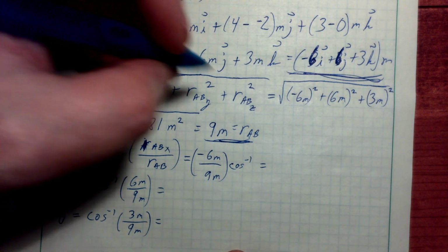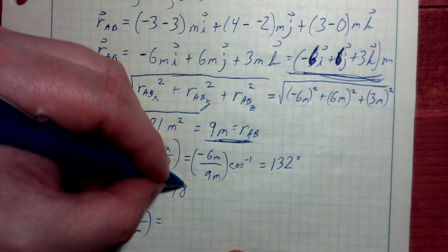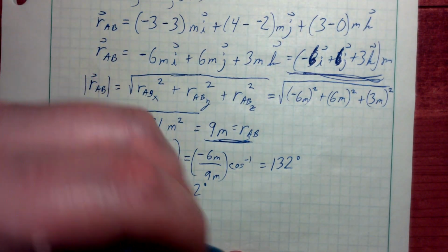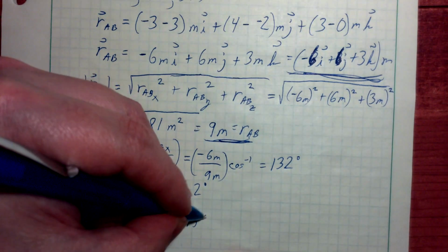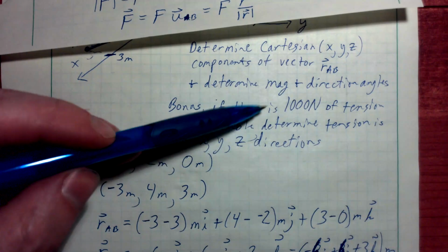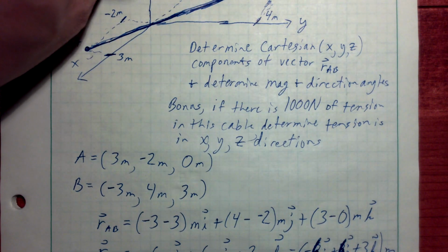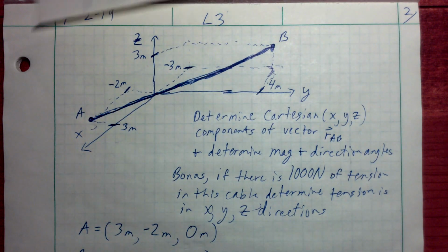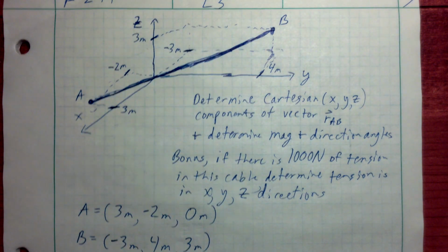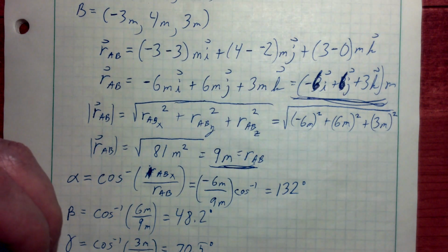Got them? Good. So I got, and this checks out with the solutions in the back of the book, 132 for alpha, 48.2 for beta, and 70.5 for gamma. And then I asked a bonus. I said, if I've got a cable connecting these two points, and I've got 1,000 newtons of tension in the cable between A and B, what are the x, y, and z components, or amount of force in the x, y, and z direction, in that cable?